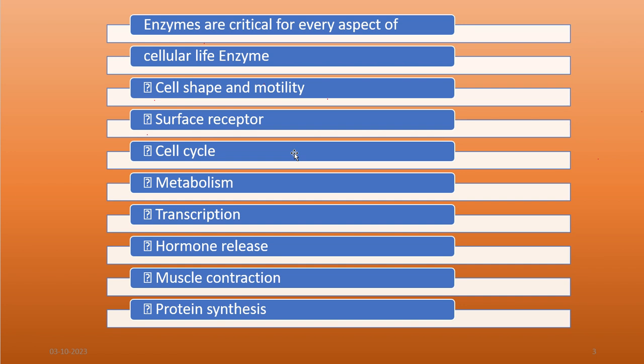Enzymes are critical for every aspect of our cellular life. One by one we will understand how. If you see the shape and motility of any cell, that also depends on the structure of the enzyme, which specifies the cell shape and motility too.